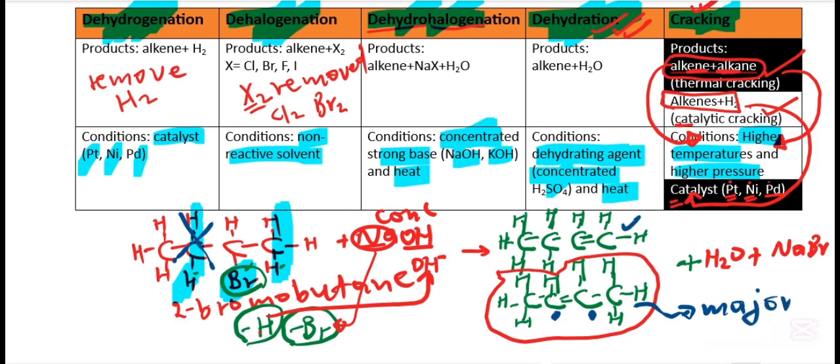which means this one is a minor product. So we have finished the major product and the minor product. So we are done, this is dehydrohalogenation. The rest we will see in the questions. Let's quickly go to questions.